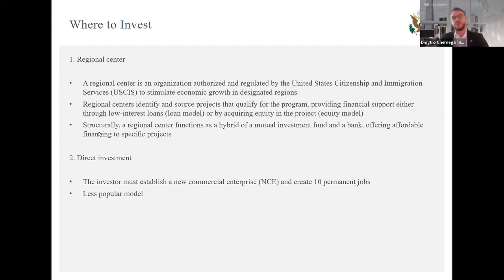Structurally, a regional center functions as a hybrid of a mutual investment fund and a bank, offering affordable financing to specific projects. Second, but less popular, is the direct investment model, which means launching a new project independently. The investor needs to create a new commercial enterprise, the NCE, and create 10 permanent jobs. This is a less popular model, and I will compare it in the next slide.